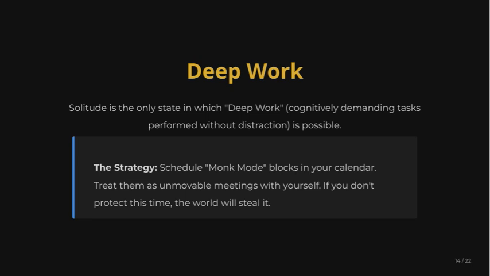Now, why is this so important? Because solitude is the only environment where deep work can truly happen. And by deep work, I mean those cognitively demanding tasks that require your full focus. No distractions, no interruptions. Remember, if you want to produce high-quality work, solve complex problems, or learn deeply, you need to carve out space for uninterrupted concentration. Scheduling these blocks and safeguarding them is key. That's how you create the mental space needed for real progress.